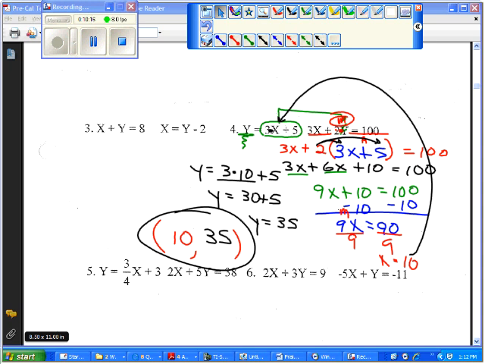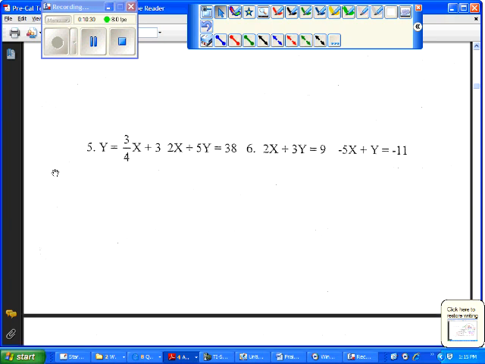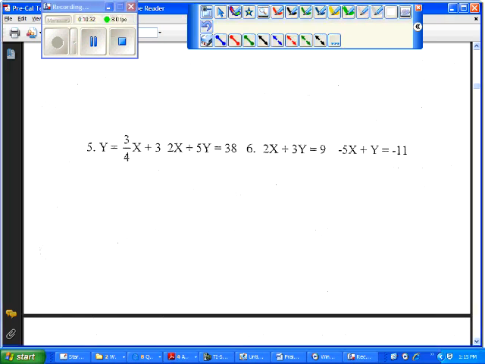Number 5 is no different. It just has a fraction, and that scares people, but it doesn't have to. We just deal with that fraction. Everybody finish with number 4? Good? All right. Number 5, we find our isolated variable y.